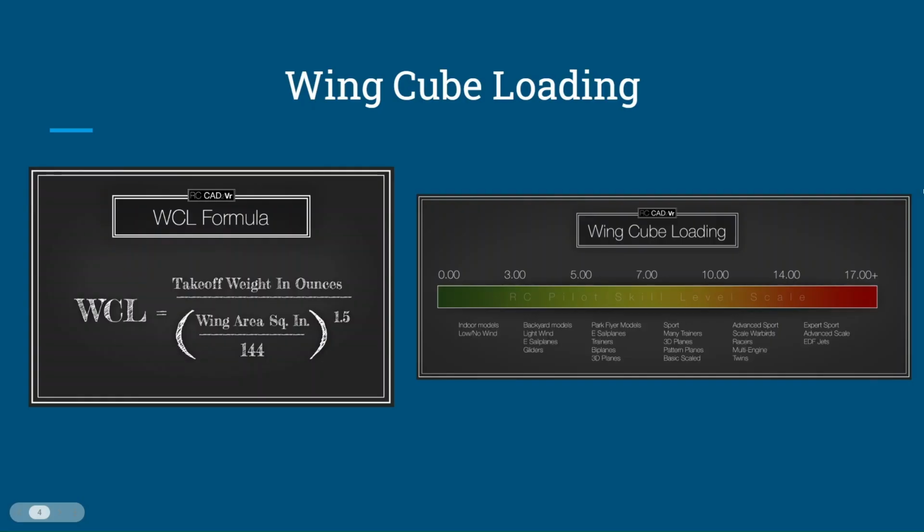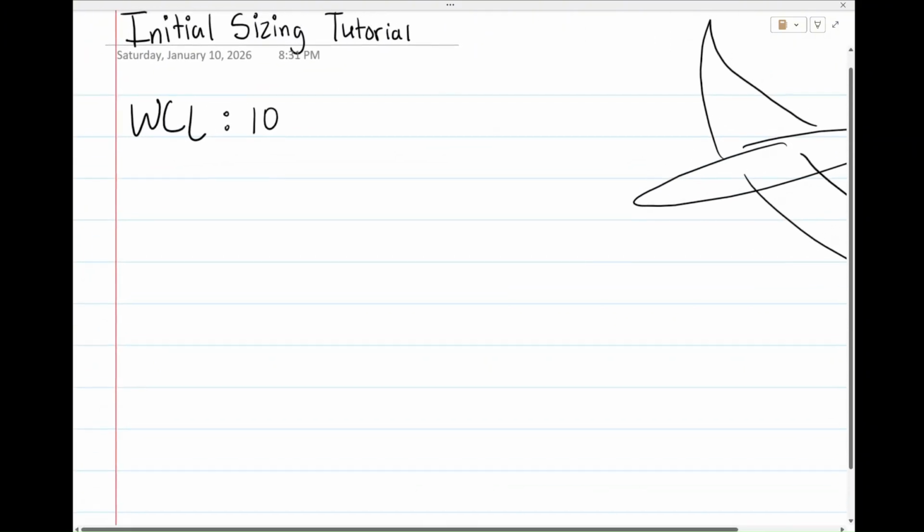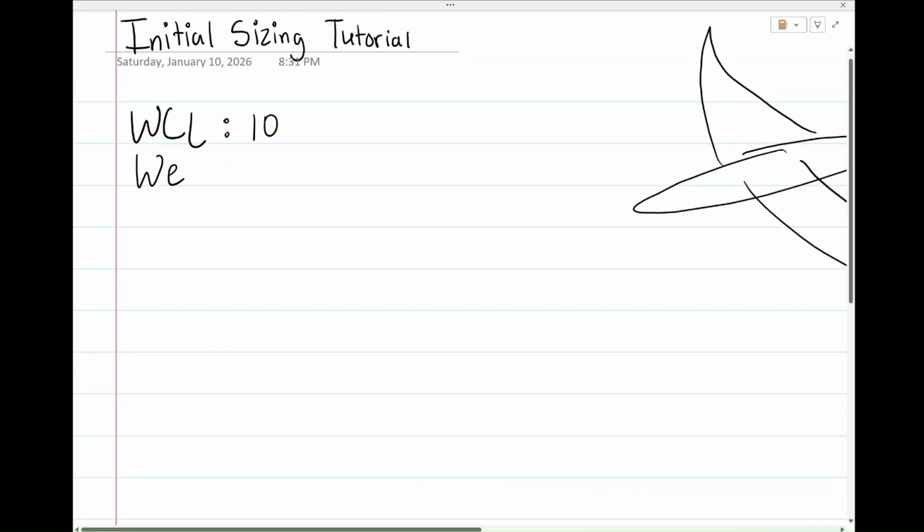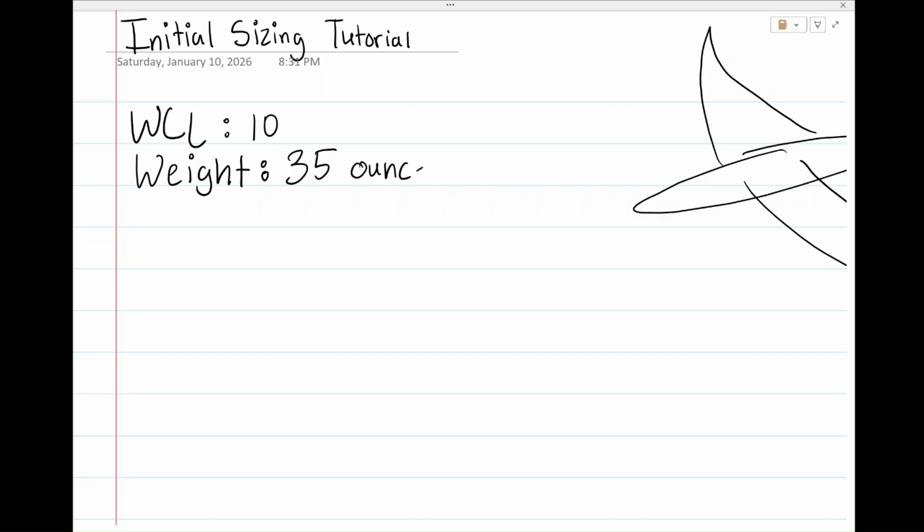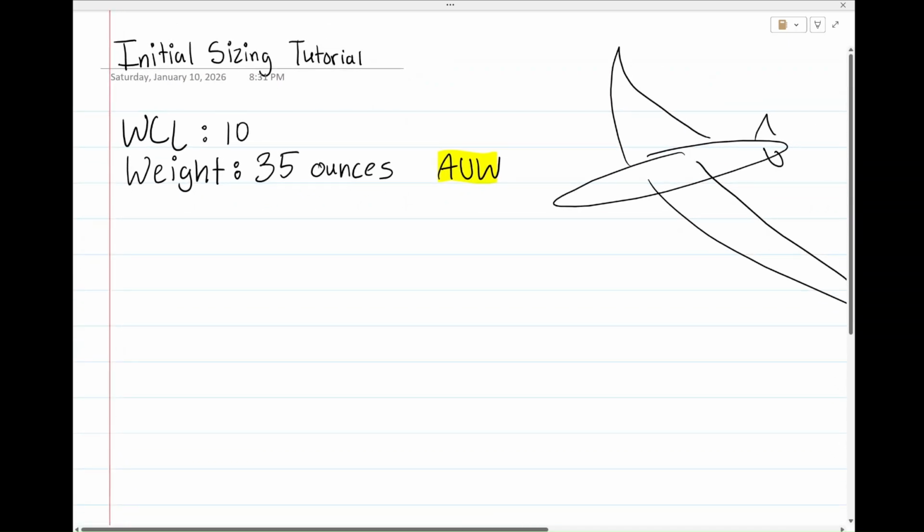While we're still on this parameter, let me decide a couple other things. I'm going to throw out a weight estimate. At this stage, when you're doing initial sizing, you might not know what your weight is going to be, so it's best to give an estimate. I'm going to go with 35 ounces all up weight. You want your all up weight because this counts batteries, electronics, and the whole plane. So now we can plug it into our formula.